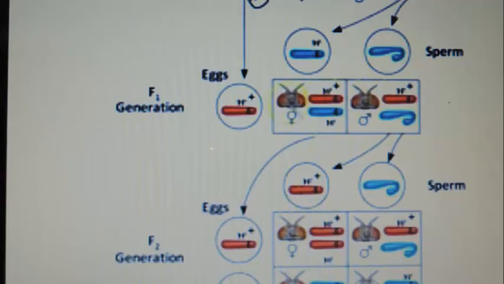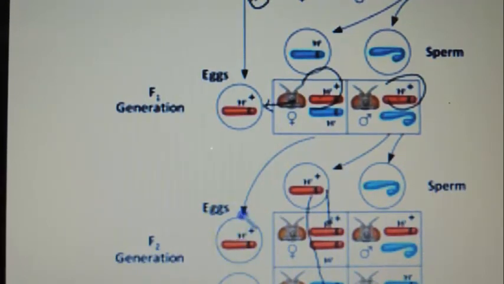Now, in this F1 they all have red eyes, right, because each of them has a wild-type allele that they inherited from their mother. So the father in the F2 generation can pass on his wild-type allele on the X chromosome to all of his daughters. To his sons, he'll pass the Y chromosome, so that's inconsequential for this particular trait. The mother, being heterozygous, to half of her offspring, you would expect her to pass on the wild-type allele, but to half of her offspring, she would also pass on the mutant allele.